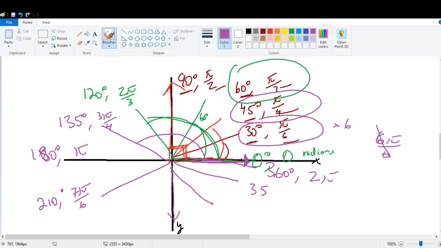We can do 210 degrees. 30 times 7 is 210, so we get 7 pi over 6. 60 times 5 is 300, so 5 pi over 3, and so on.